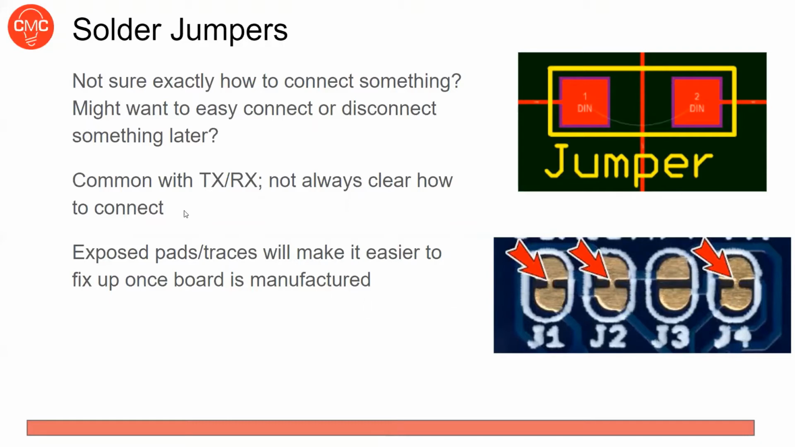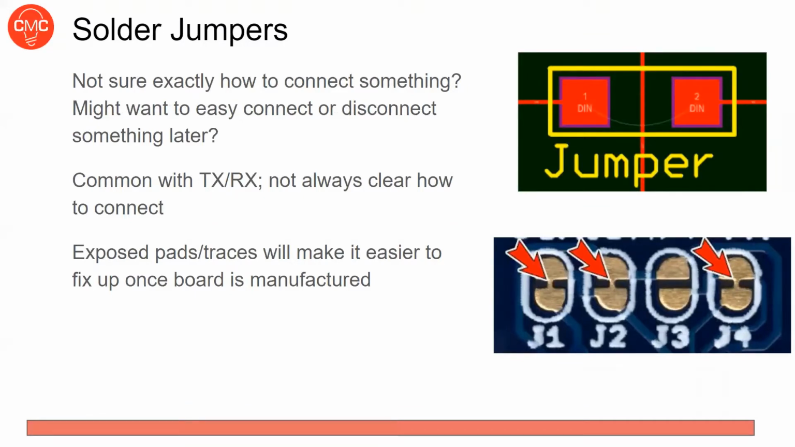This is a really common thing with TX and RX and serial. I'm not sure how much you guys have worked with this, but sometimes it's unclear how exactly those are connected. Usually it's supposed to go TX to the other RX and RX to the other TX, but if you have two devices that consider themselves controllers, like when you're talking between two microcontrollers, it can get kind of hairy and it's just not always clear.